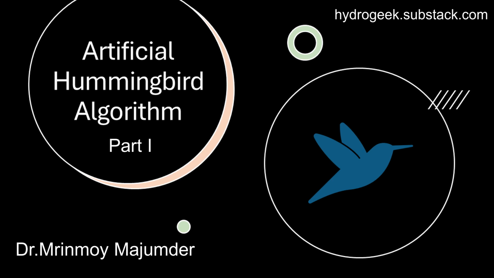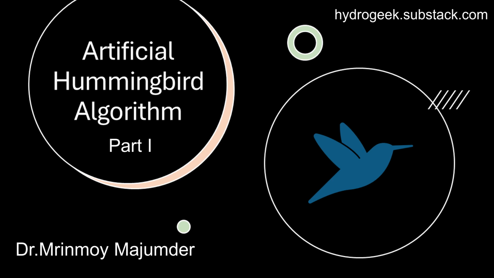Now, this hummingbird's memory is replicated numerically with the help of a visiting table, or visit table to be precise. What is that visit table? The visit table has separate columns for each food source. If there are five flowers in a plant, then it will have five columns. If there are six flowers in a plant, then it will have six columns. And for each hummingbird, there will be one row.